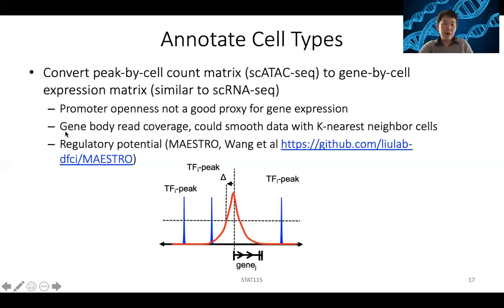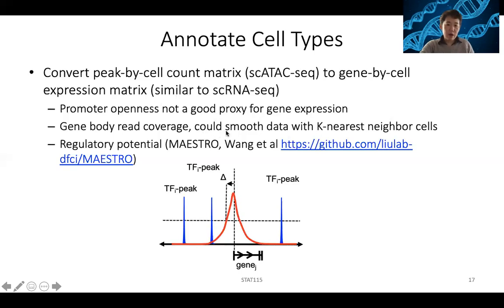Later on, some algorithms also look at how much gene body read coverage you have, which is to say, if we look from the beginning of this gene to the end of this gene, any reads that land in here are going to be lumped together and assigned to this gene. Of course, you need to normalize by how long the genes are, because for long genes, obviously, you have more chance to have some reads that land there. You can do something like that.